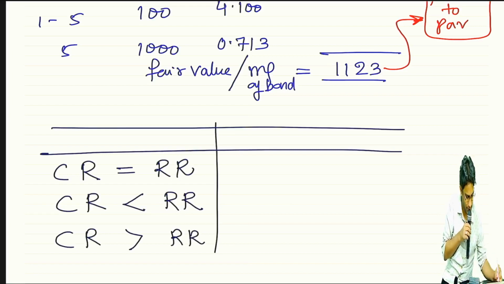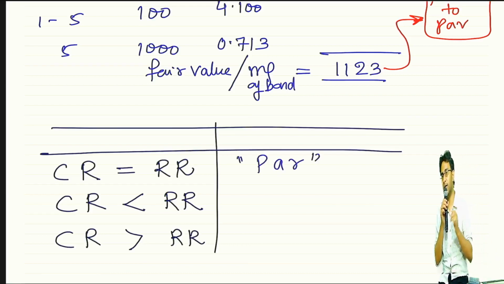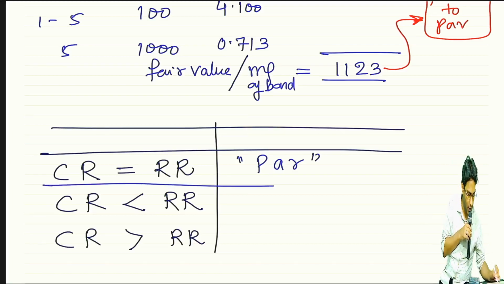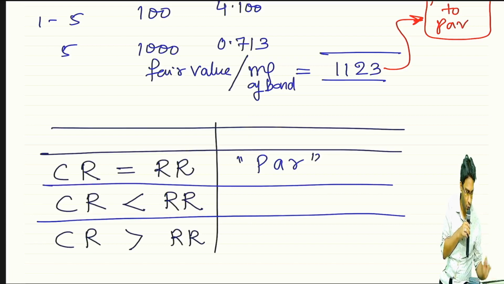In the first case, the bond will be trading at par value. I want some return, and the bond is also paying the same coupon return. So capital gain will not be there, capital loss will not be there. If that has to happen, the bond should be trading at par value. That only happens. Next, I want 12, coupon is 10.